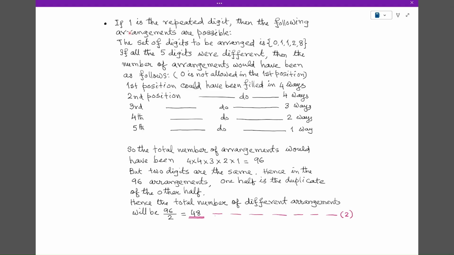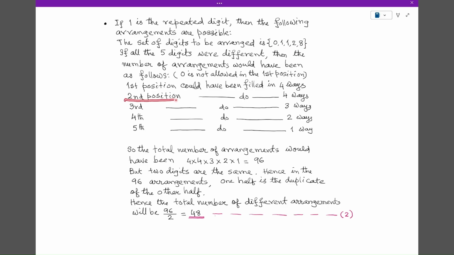If 1 were the repeated digit, then the following arrangements are possible. The set of digits to be arranged is 0, 1, 1, 2 and 8. If all the 5 digits were different, then the number of arrangements would have been as follows. Remember that 0 is not allowed in the first position. Therefore, the first position could have been filled in 4 ways because excepting 0, there are 4 numbers left.